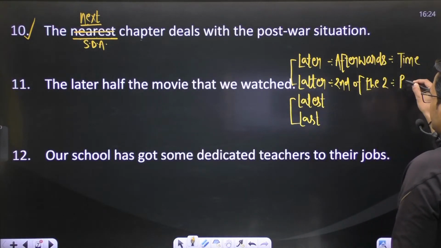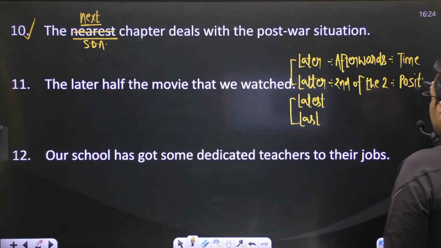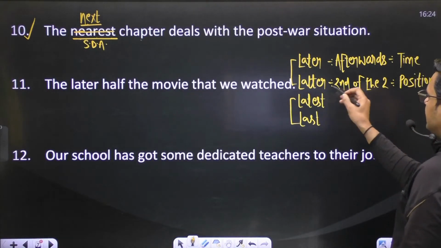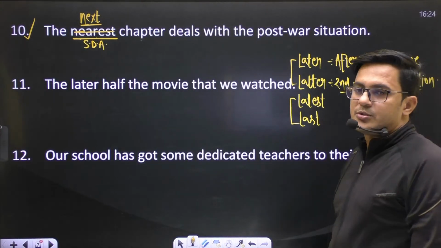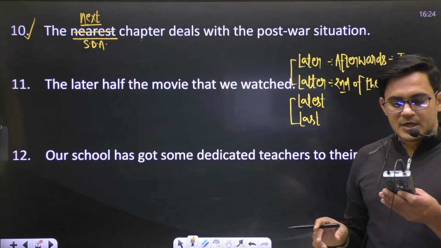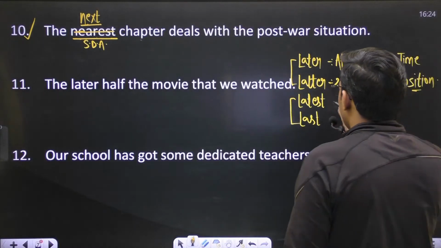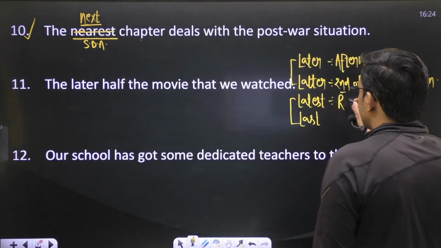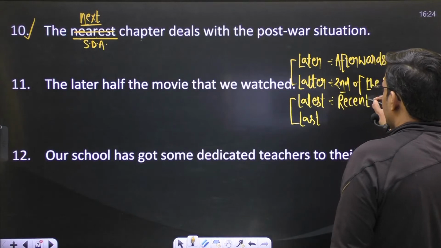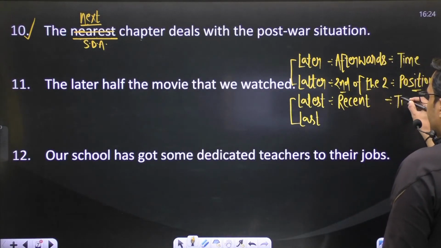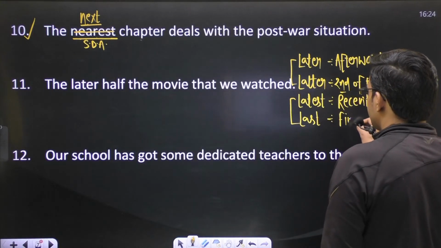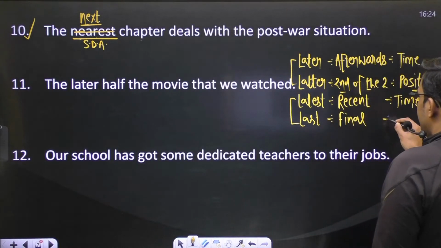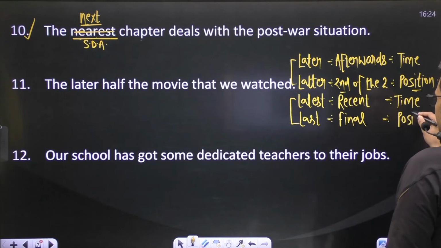So it denotes position, not time. LATTER, latter, it shows the sense of second of the two. It denotes position. Okay. Latest shows the sense of recent. It denotes time, right? And last shows the sense of final, right? And it shows position. Okay.